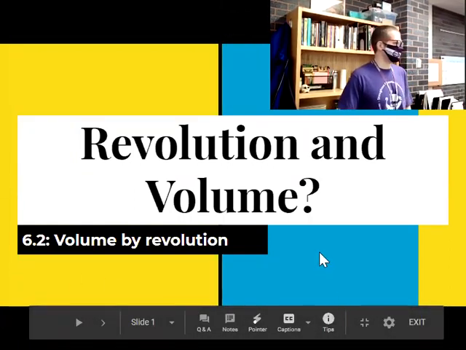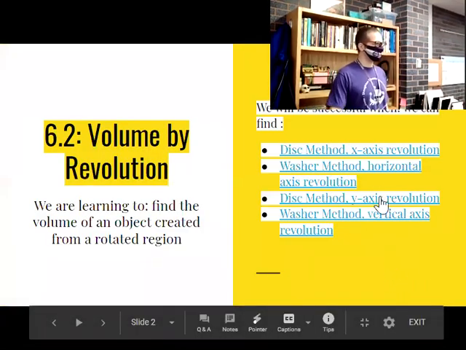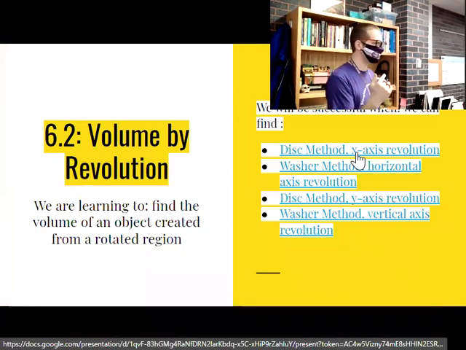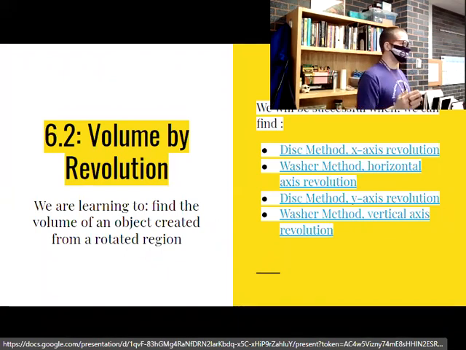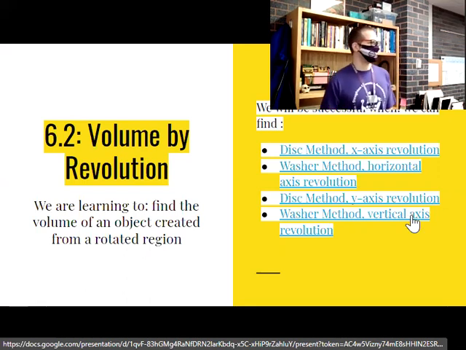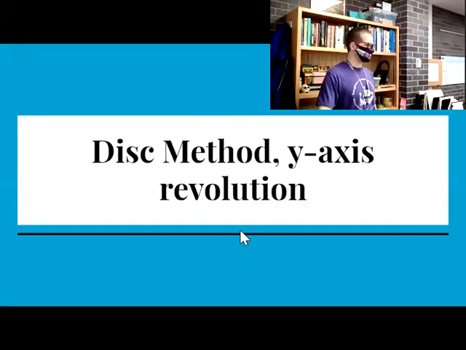Okay, so we're still working on revolution and volume. We've spent 2 days talking about this so far. First day, we did the disk method over the x-axis revolution. The next day, which I think was Friday, we did the washer method, where there's a radius minus a radius to get the area. But then we also did, what if we're not revolving around just the x-axis? So we did that. Today, we're going to look at the disk method revolving around the y-axis. And again, from that first slide, it'll link to each of those if you want to go look on your own.